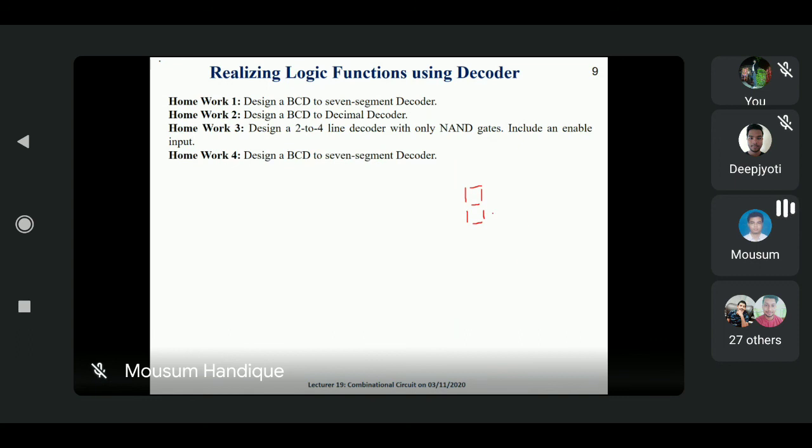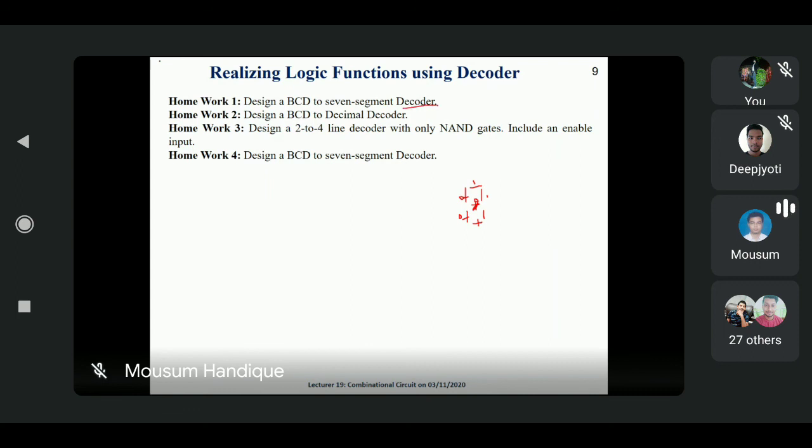If you are writing 0, what happens? We can delete this one, sorry, this one. Then it is 0. If you are writing 7, this one we are deleting. When we are deleting, that means it is deactive, it is 0. And those lines which are active, it is 1. So for this particular case, we are using the decoder.